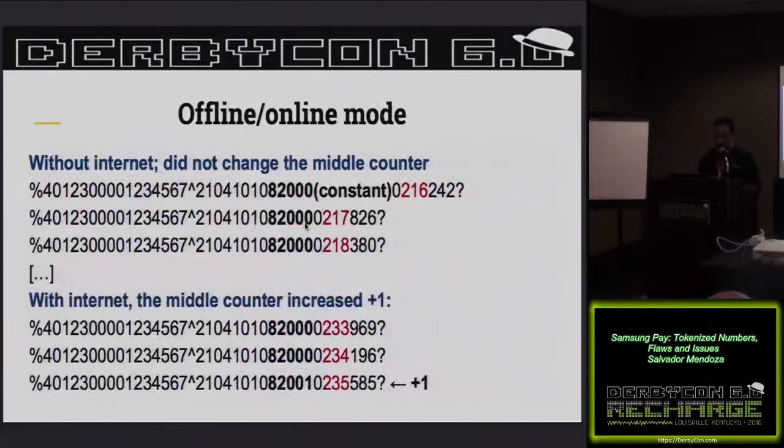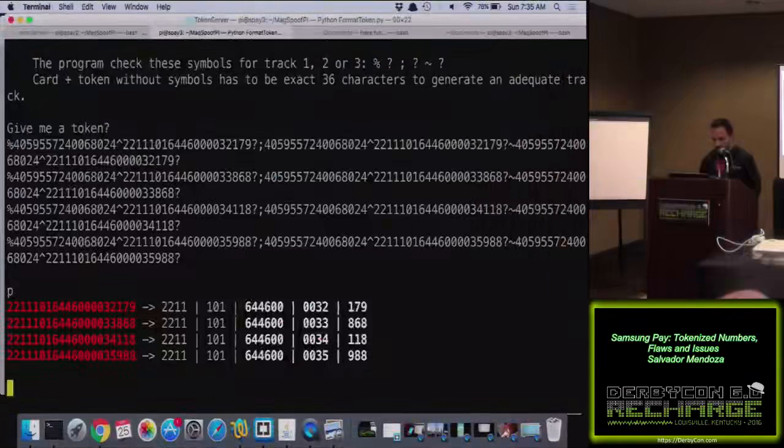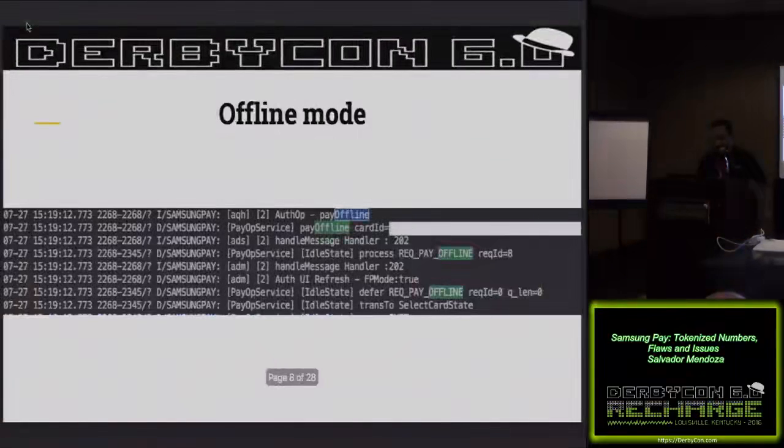The main difference between online and offline mode is basically the counter in the middle. If we see this counter right here, if I put the phone in airplane mode, I can still use my Samsung Pay to make payments, but this counter is not going to change. What is going to change is just the ID for each purchase and the random numbers on the end. So, as I said, you can make payments in offline mode.